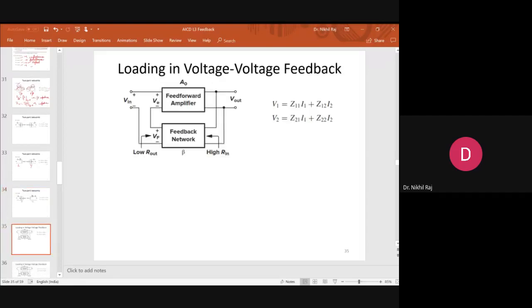Now coming to the actual problem, we have to know the loading effect in voltage feedback. So this is your voltage configuration. A0 is your feed forward amplifier, beta network is there. Now according to the configuration, we have identified that the beta network should have high input resistance and low output resistance. So one by one we will take all the two port models and we will choose which model will suit this type of amplifier. So first we'll consider Z model.